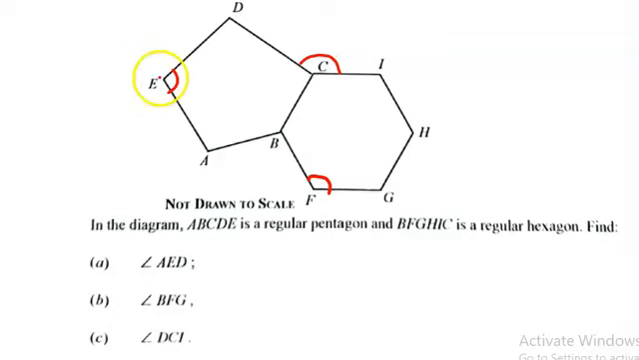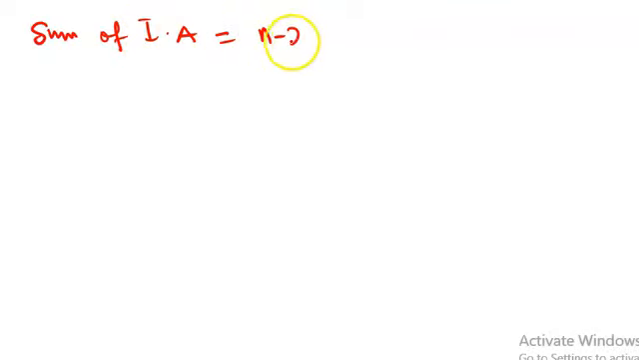For this angle AED, this is one of the internal angles of a pentagon. And since it is a regular pentagon, all the angles are the same. So to know this angle, we need to find the total angle, and then divide it by 5 sides. The sum of interior angles of a polygon is (n minus 2) times 180, where n is the number of sides.